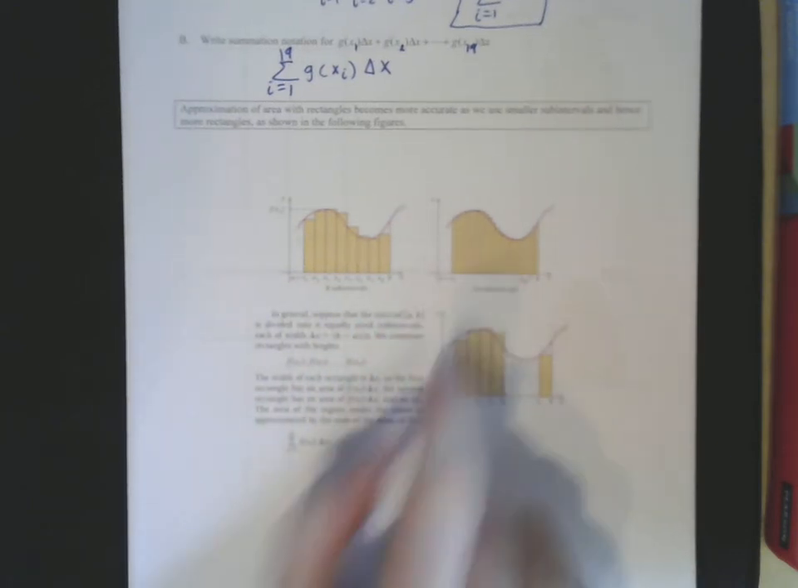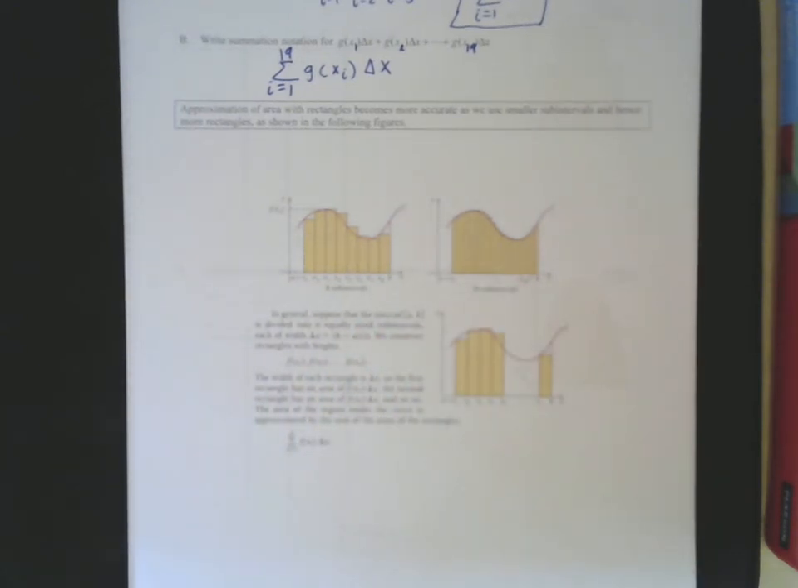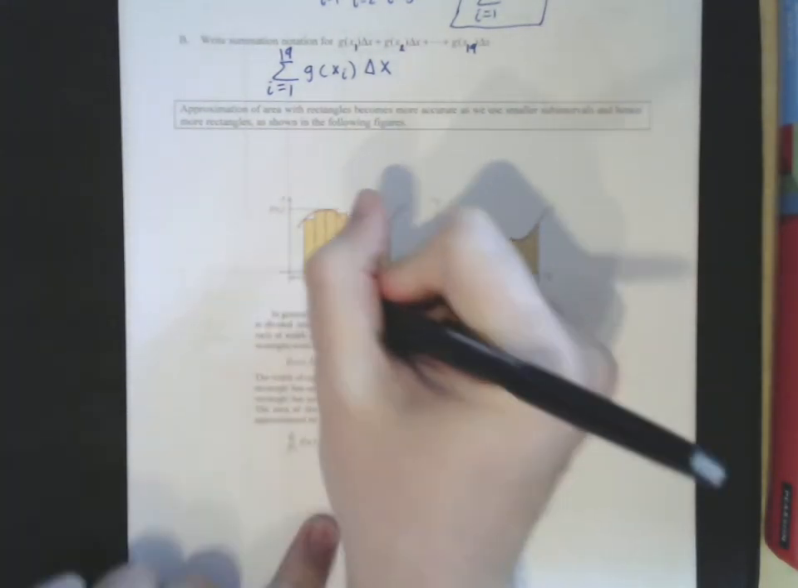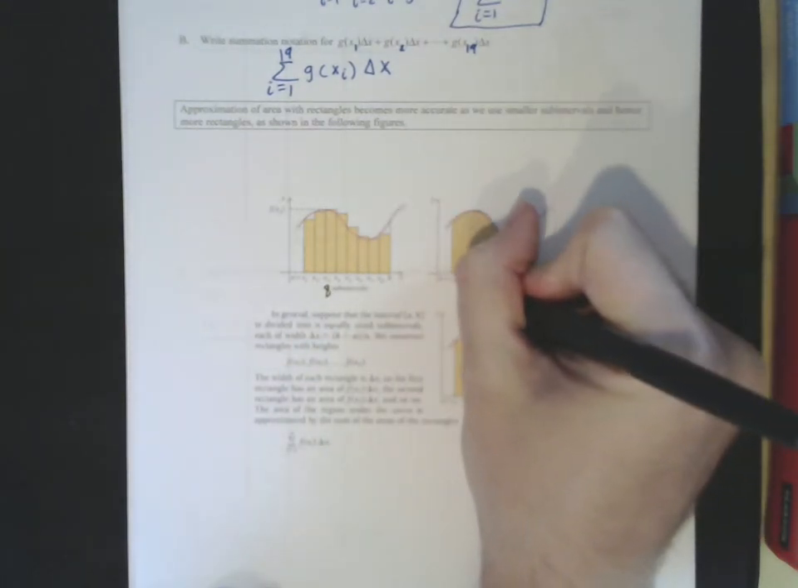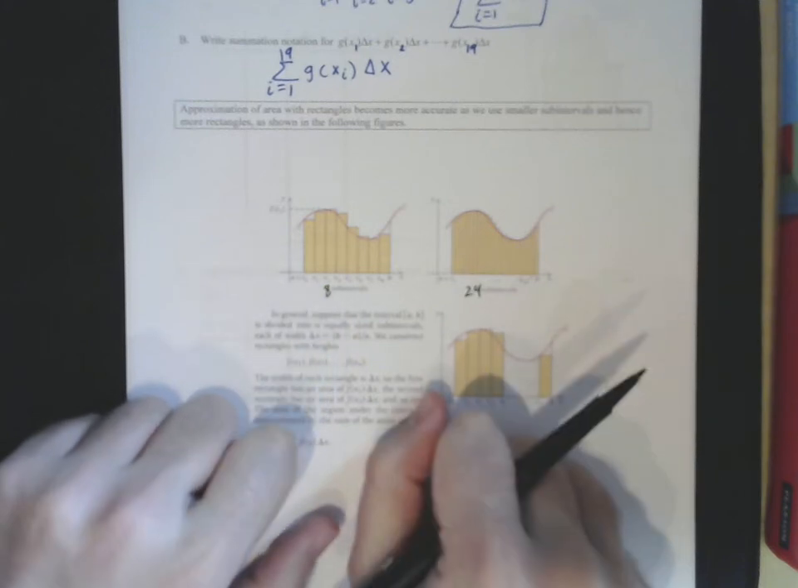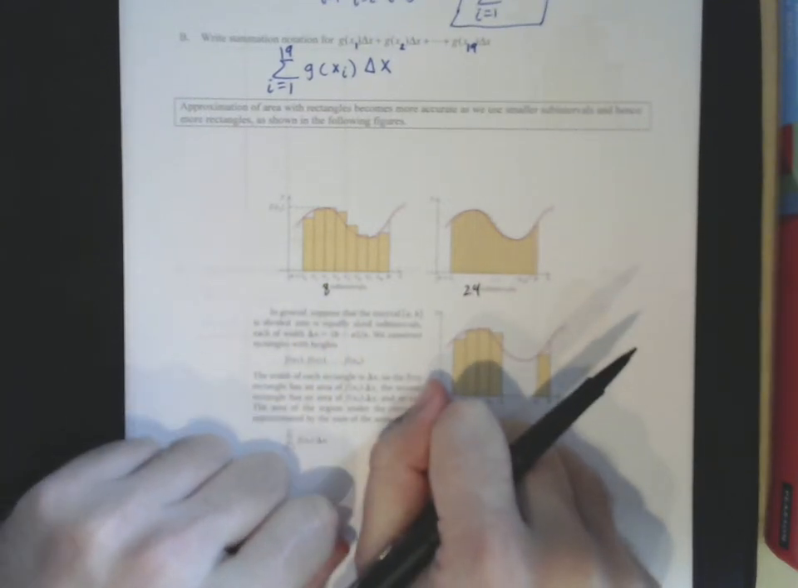Now I know on the camera it looks a little crazy here. There are a lot of little rectangles, but hopefully you have this pulled up on your computer. If you don't, you should, or have it printed out. That would be the best. So here we have 8 subintervals. Here we have 24 subintervals. And we're going to compare the two. It's the same function that we just looked at as the example with 4 subintervals.